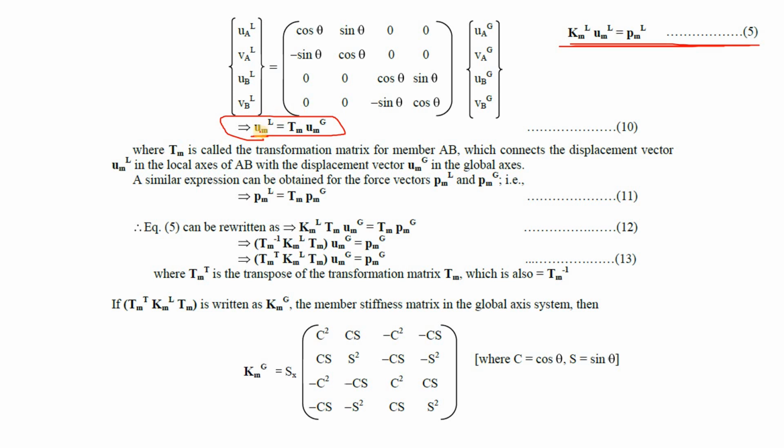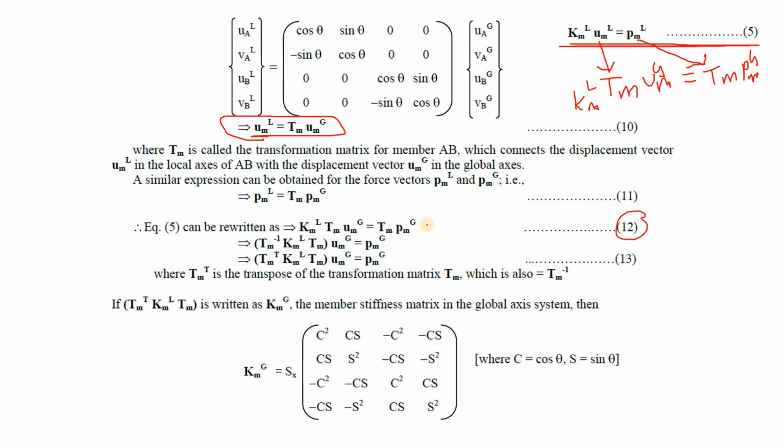So from equation 5, if we put the values of UML, this UML will now turn into TM multiplied by UMG. There you go, this is what happens here: KML into TM into UMG. We just put the values here. Similarly, if we put the value of PML, which is going to be TM and PMG, this is the equation. We can call this equation 12.